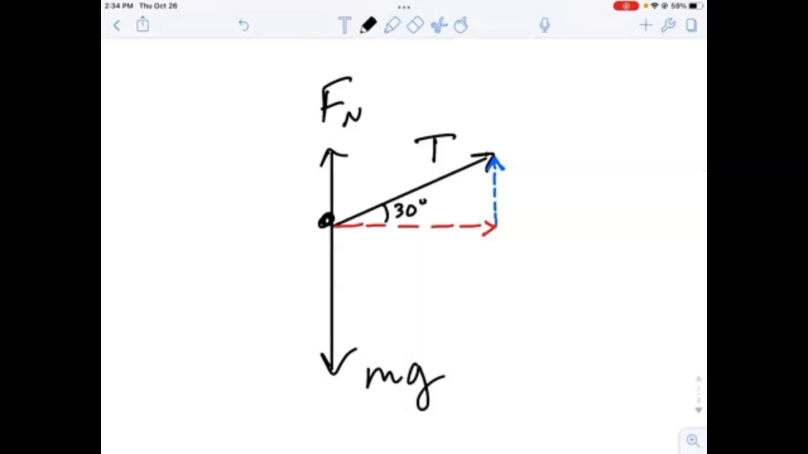This component over here will be T sine 30 because it's opposite the angle, and this will be T cosine 30. And then finally we have friction, and the friction force should be exactly the same length as the component of tension in the x direction because it balances with the friction force. So we'll draw it approximately correct.